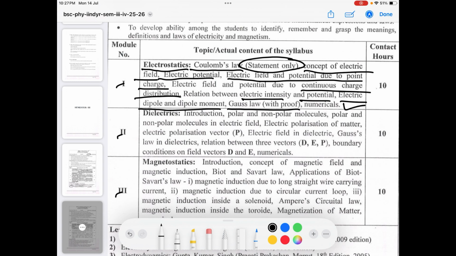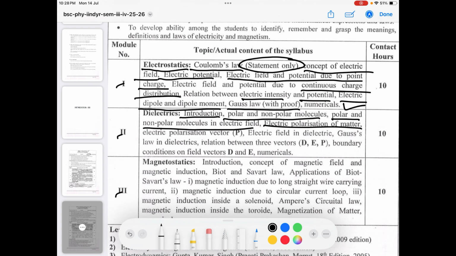Then the second module, or second unit, is dielectrics. In that we have to see the introduction, that is, what is meant by dielectrics. Then types of molecules based on their polarity, that is, polar and non-polar molecules. Then the behavior of these polar and non-polar molecules in an electric field. Then electric polarization of matter.